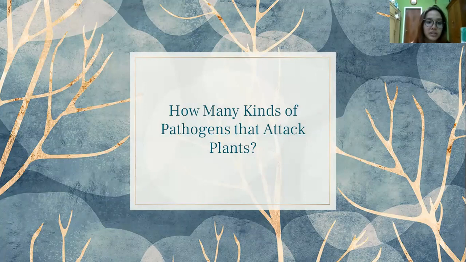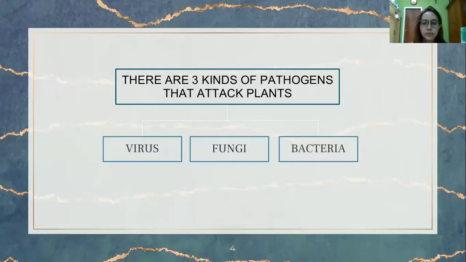How many kinds of pathogens attack plants? There are three kinds of pathogens that attack plants. The first one is virus, the second one is fungi, and the last one is bacteria.